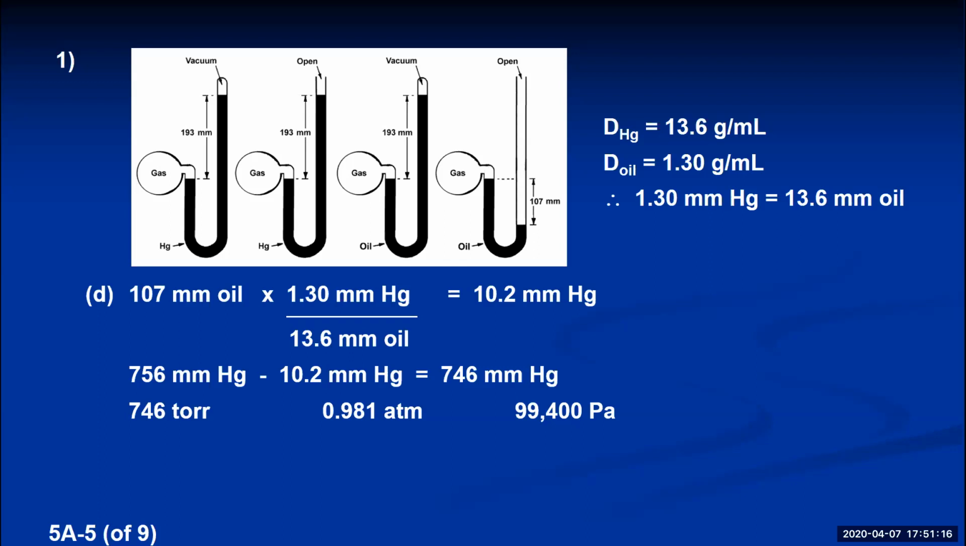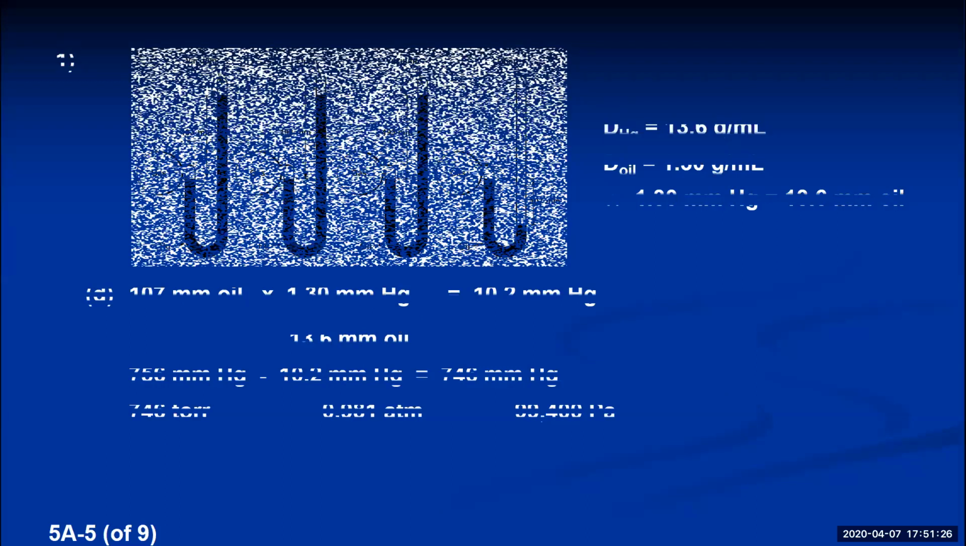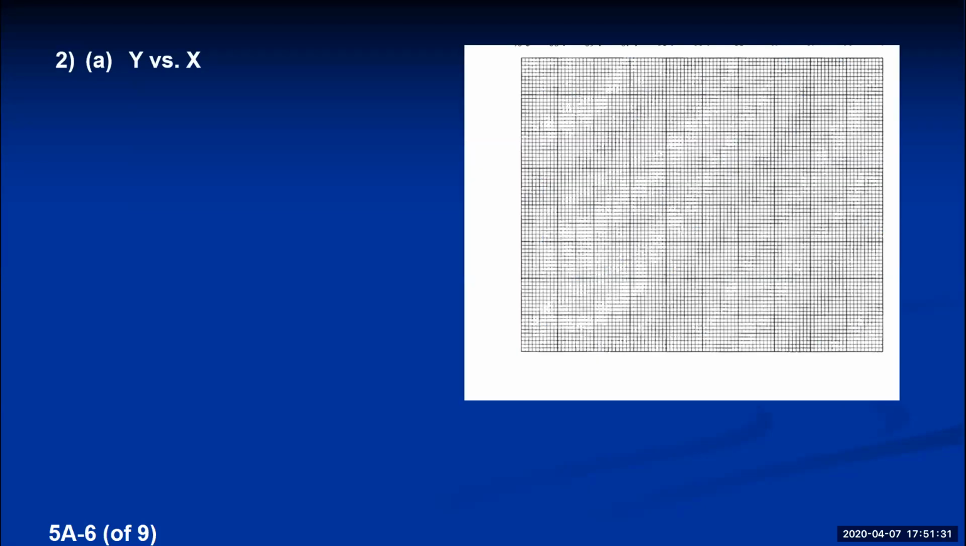Question number 2. Given the following data for properties X and Y, I would like you to prepare 4 graphs. The first one, I want you to graph Y versus X. So this would require some graph paper for you to do. And so if I have a piece of graph paper that looks like this, and I take a look at the data that's being asked to be graphed, I'm going to graph the X values on the X-axis, the Y values on the Y-axis.